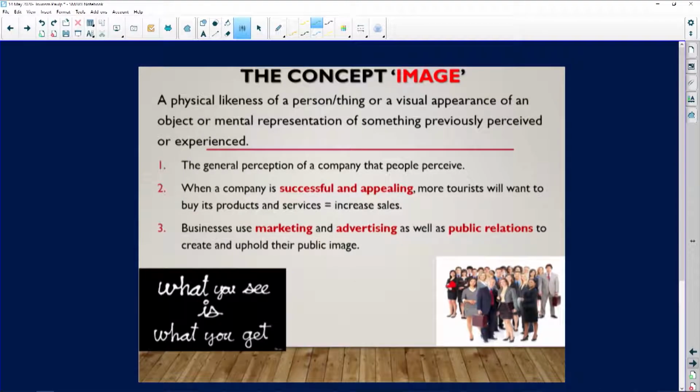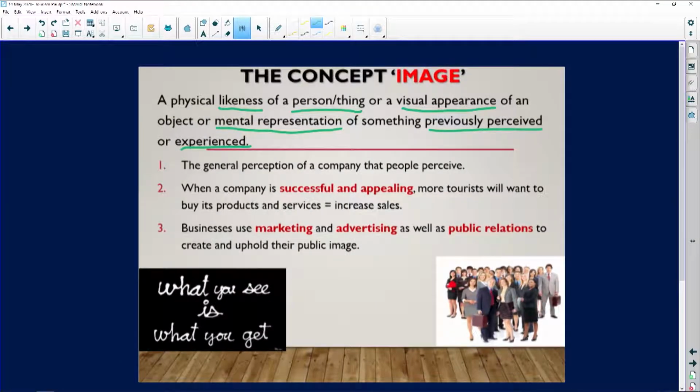So the concept image, per definition, and this is the boring part, always reading a definition: a physical likeness of a person or a thing, or a visual appearance of an object, or a mental representation of something previously perceived or experienced. Now guys, that's a mouthful. Basically what it tells us is that you are probably going to like something or not. You're probably going to love the way things are done or not. You're probably going to look at something or someone and like what you see or not. You're either going to refer back to a memory in the past when you were visiting a place or had interaction in customer service with an individual and remember that experience. And that basically creates image.